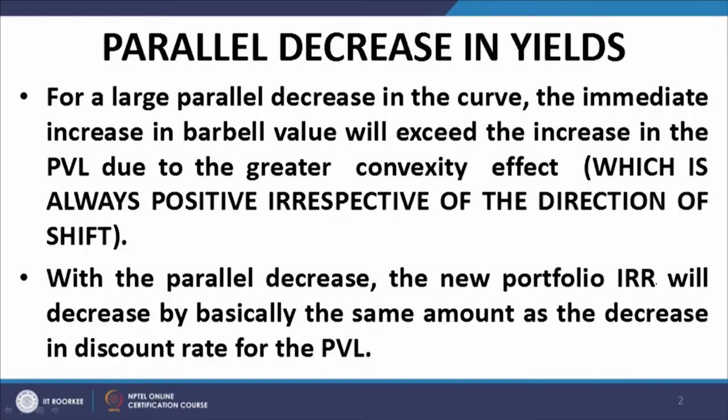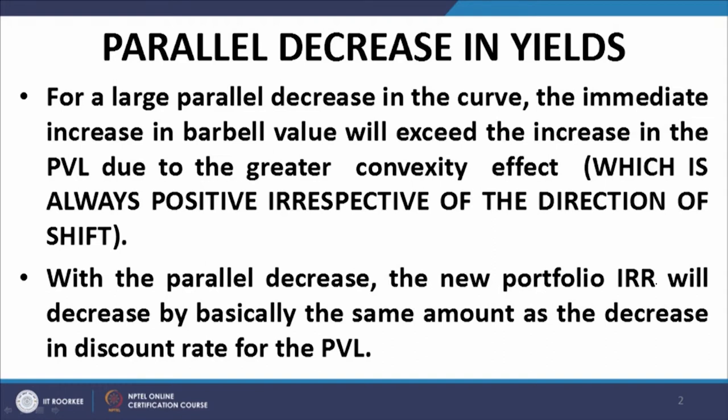Now, because the durations are matched, up to the extent of the first order, if there is a decrease in yields, the increase in price will be equal on account of the duration effect. But because of the convexity effect, the convexity of the barbell is more, and the convexity of the liability is lesser. So, the barbell's increase in price corresponding to a given decline in yields will be higher than the increase in price of the bullet liability. That is what we are trying to say in this paragraph.